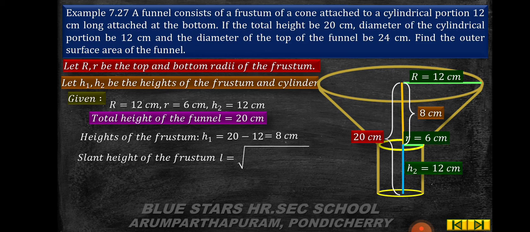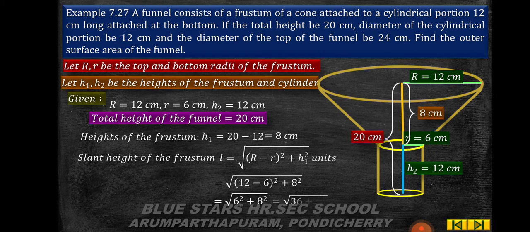Then slant height of the frustum L is equal to root of (capital R minus small r) the whole square plus H1 square units, which is equal to root of (12 minus 6) the whole square plus 8 square, which is equal to root of 6 square plus 8 square, which is equal to root of 36 plus 64, which is equal to root of 100. Therefore, the slant height L is equal to 10 centimeter.